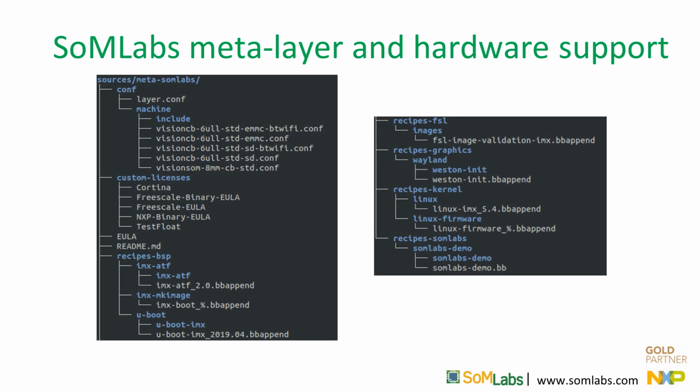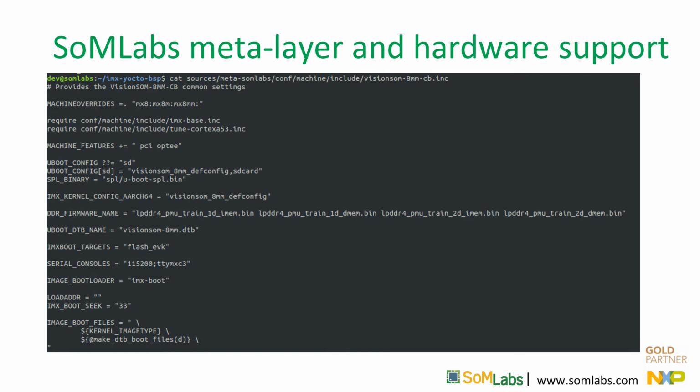When browsing the layer files, we find a number of directories. These are among others conf with a formal description of the layer, for example its priority in relation to other layers and the Yocto version for which it was prepared, and definitions of machines added by it. Recipe directories with .bbappend files that extend or change the procedure defined in basic .bb files, and a directory with recipes added by SOMLabs, in this case with a demo application.